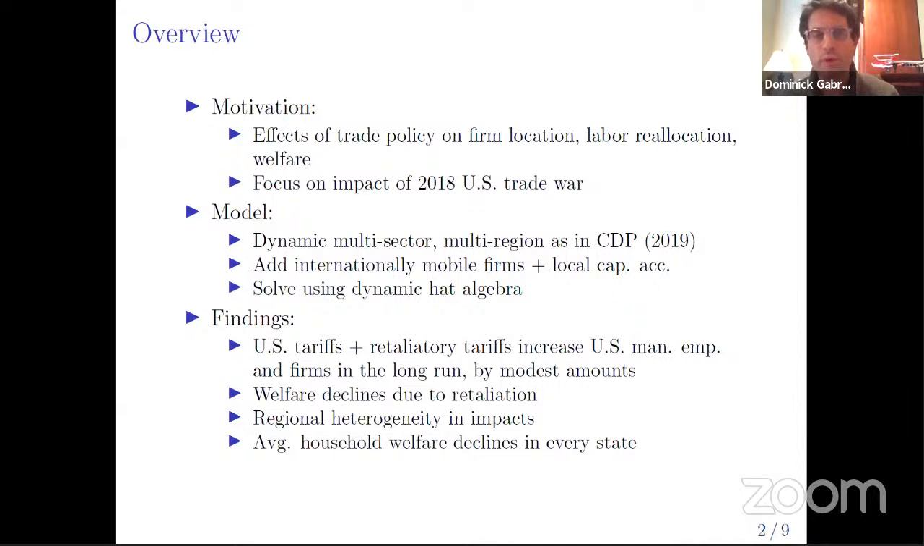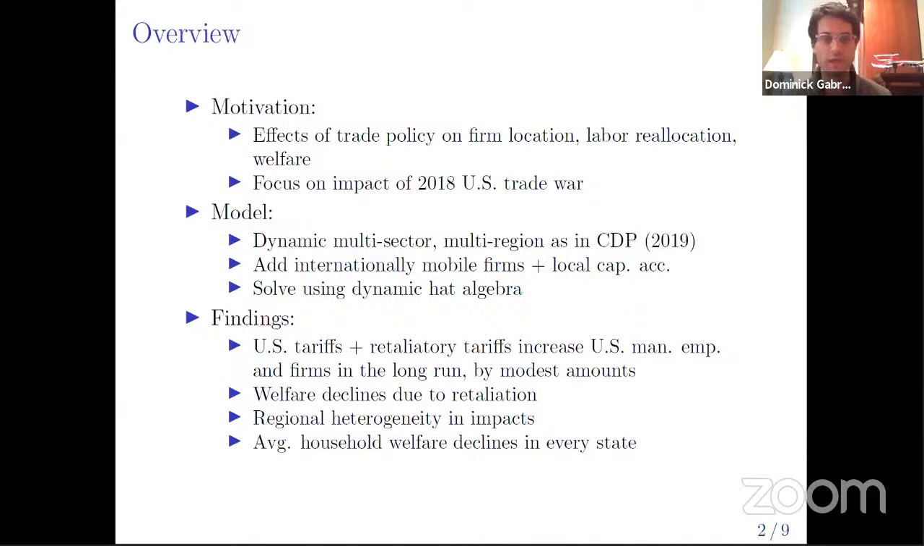So let me briefly summarize how I saw the shape of the paper. The paper studies the effects of trade policy on sectoral reallocation and welfare, and adds this firm mobility dimension that's usually missing from these types of exercises.